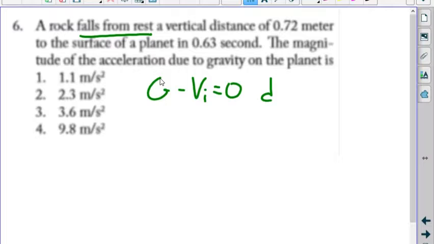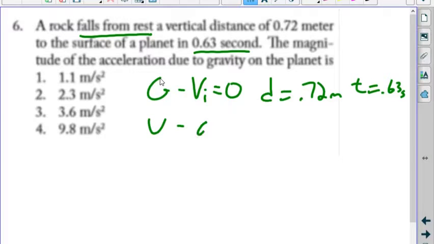The distance that it falls is 0.72 meters, and it does so in a time of 0.63 seconds. Okay, and then the unknown, what we're looking for, is our acceleration. So if we try to find an equation that has all 4 of these, we're not going to find one. So we need to go back to what we're given, we have initial velocity, we have distance, and we have time, and look at our formula sheet and see what we can get from that.